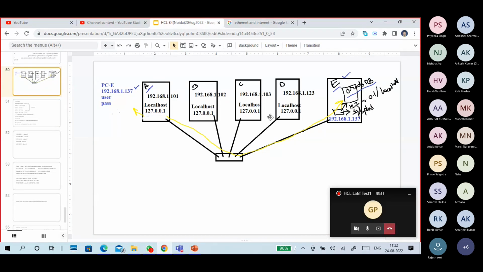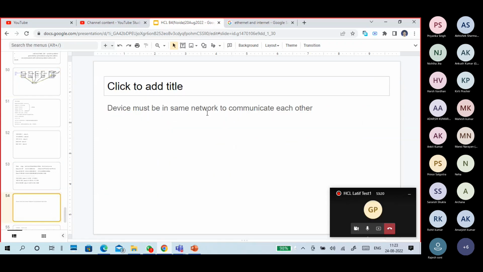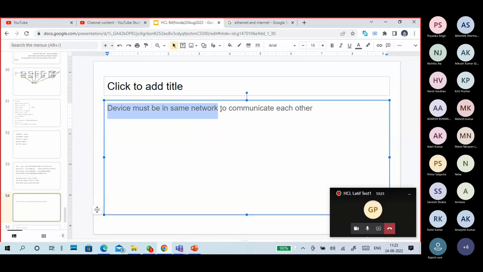So what is happening here? They can communicate with each other because their network portion is the same. So how to check this? Devices must be in the same network to communicate with each other, meaning how to check the network. Devices' network portion must be the same. You can say that also. They must maintain the same network portion.